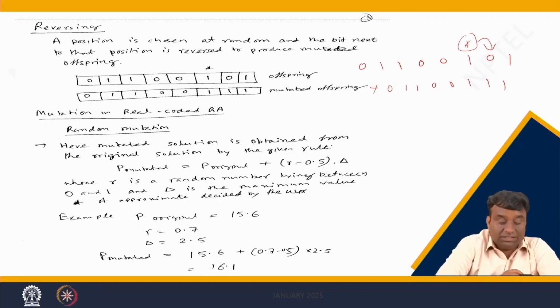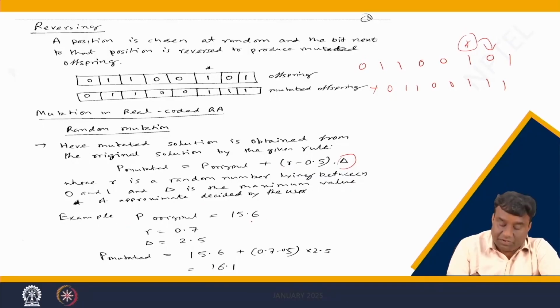The second one is mutation in real coded genetic algorithm. First one, random mutation. Here the mutated solution is obtained from the original solution by applying a rule. The rule is P mutated equals P original plus (R minus 0.5) times delta. R is a random number lying between 0 and 1, and delta is the maximum value of perturbation decided by the user.